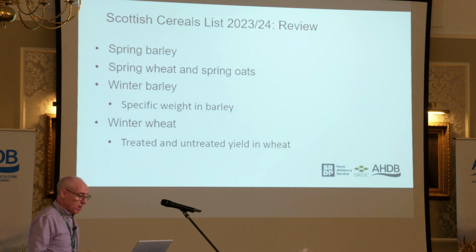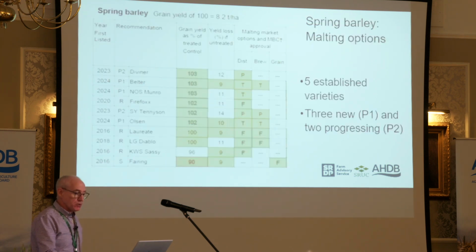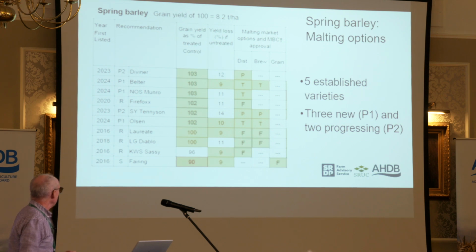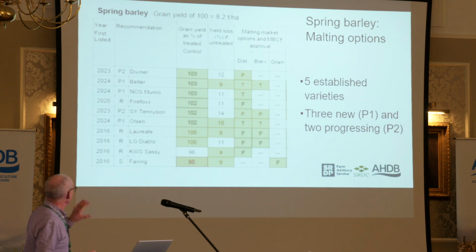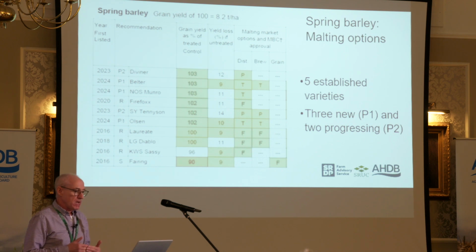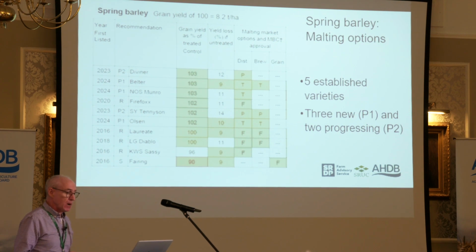So just on to the main part of the presentation now. So I'll start with spring barley, and you'll see the familiar tables. So these are taken from the new Scottish recommended list. The projection here is not showing the colour coding so well, but what you'll see here is the main malting options available to us. And at first look, you see, it's quite a long list when you consider how conservative this sector is.